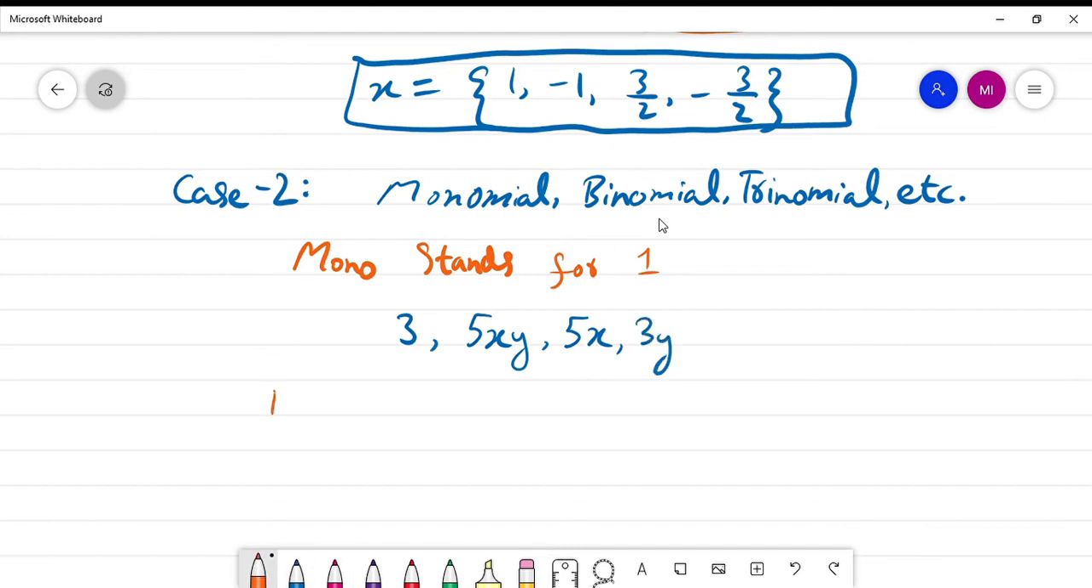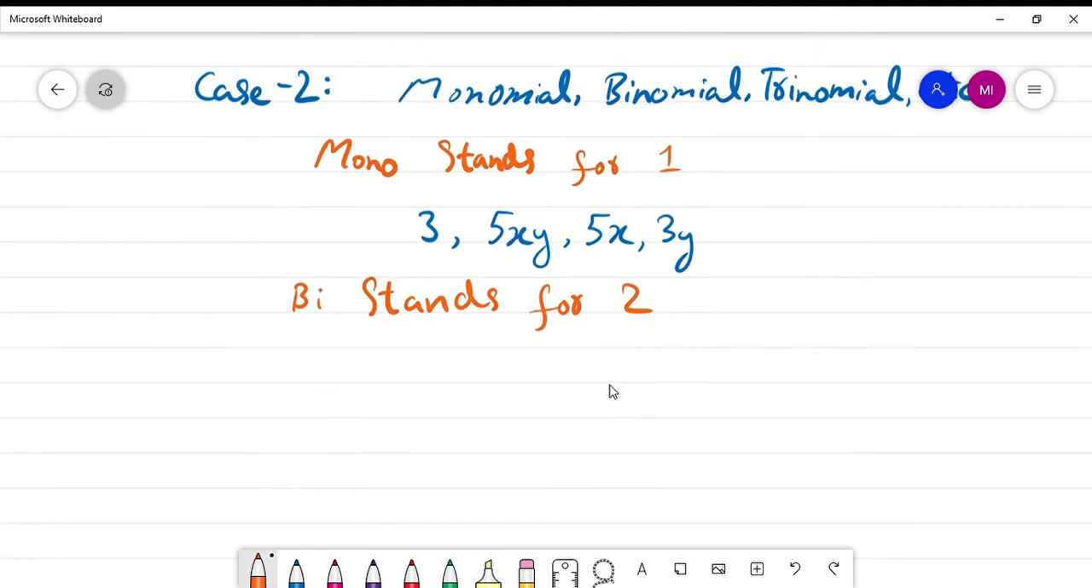And in binomial, bi stands for 2. So a binomial is a polynomial with 2 terms, such as 2x plus 3, or 2x plus 1, 5x minus 9, any expression which has 2 terms.